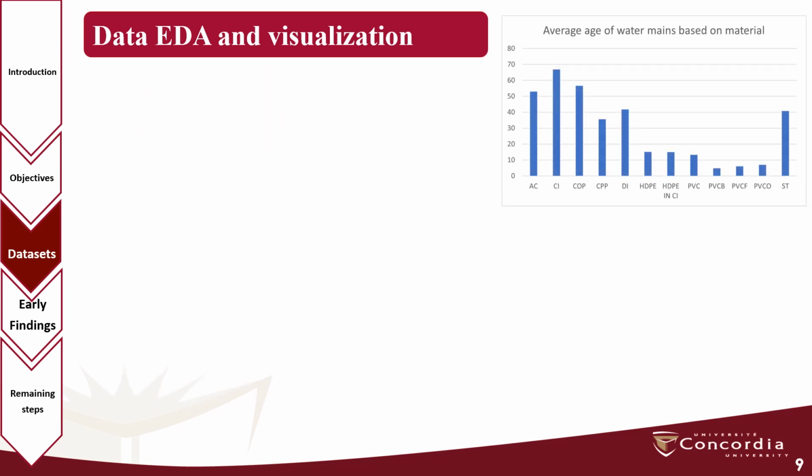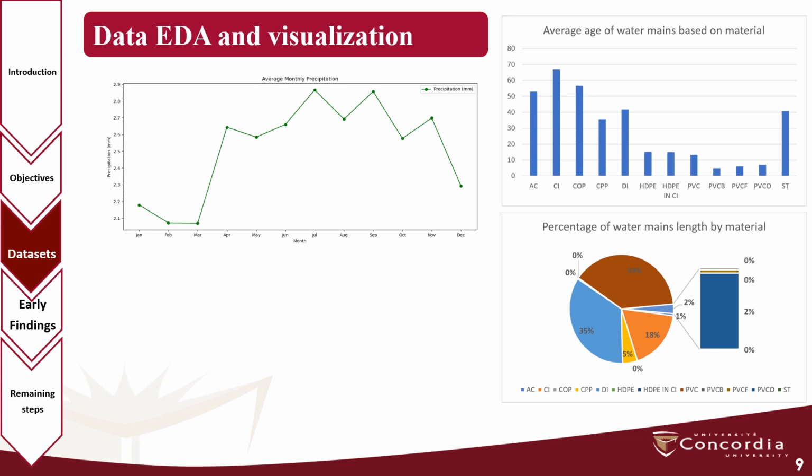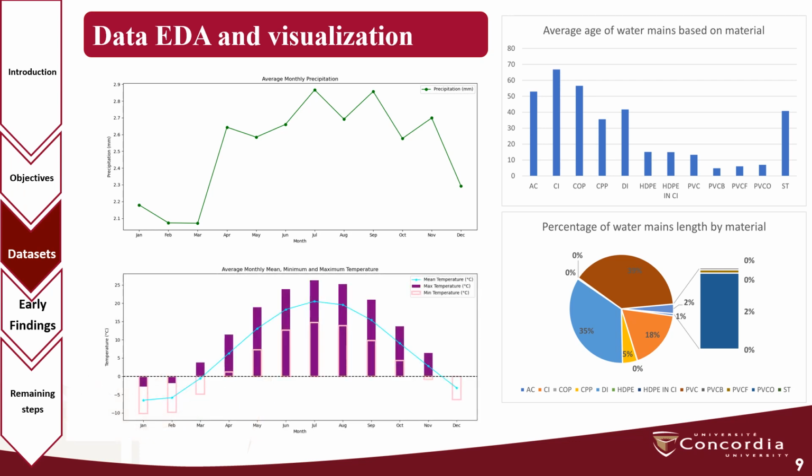This figure shows that cast iron pipes are the oldest ones, although this pie chart shows that PVC, ductile iron, and cast iron are the most commonly used materials in pipes. This figure shows the average monthly precipitation and shows that in July and September we have the most precipitation, and the last figure shows the average monthly temperature.